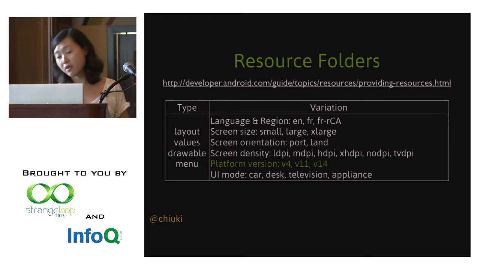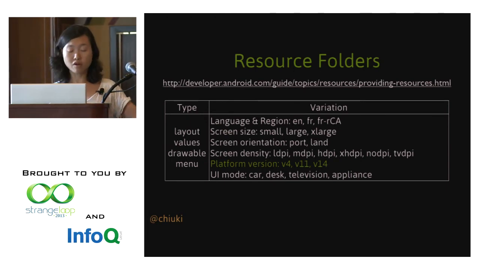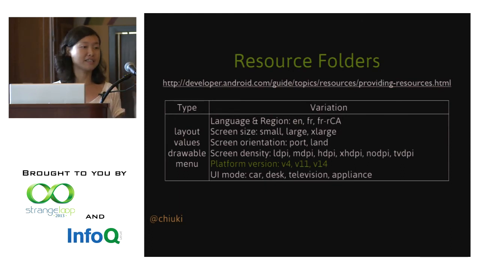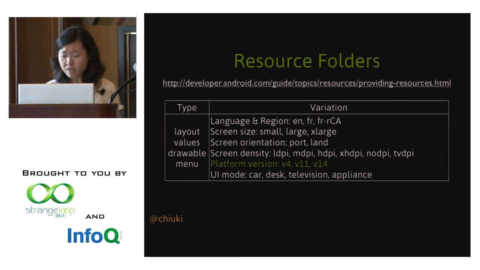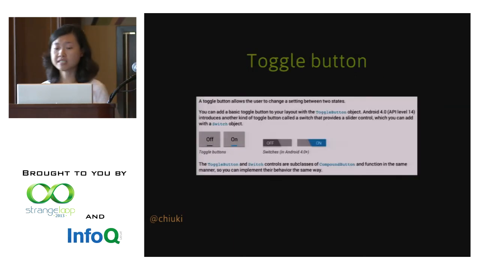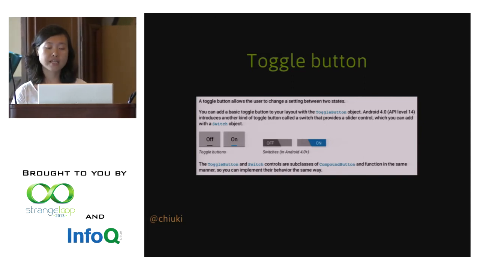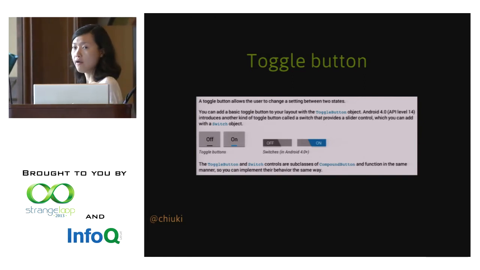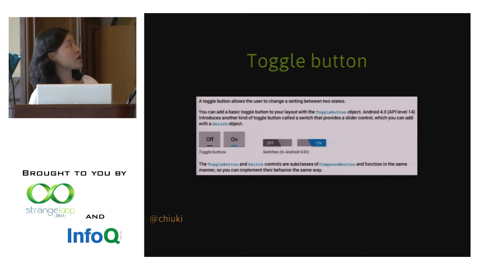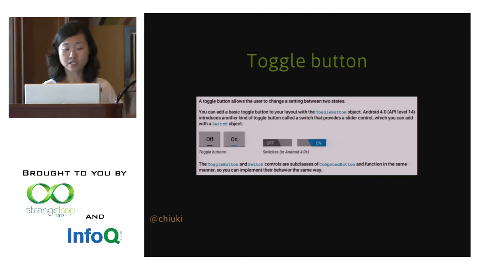If you are familiar with Android, you will immediately translate in your head that V4 is Donut and V14 is Ice Cream Sandwich. I mean, it doesn't matter. The bigger number is the newer OS. And the cool thing about this is that you can use that to load elements that are only available in newer platforms. So here, I'm giving you this example called toggle button.